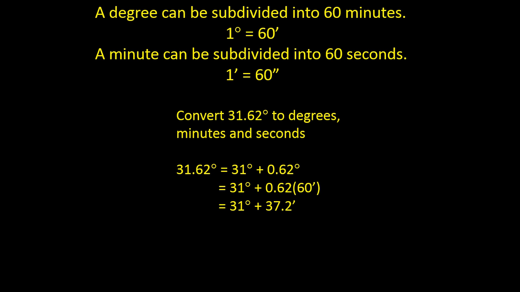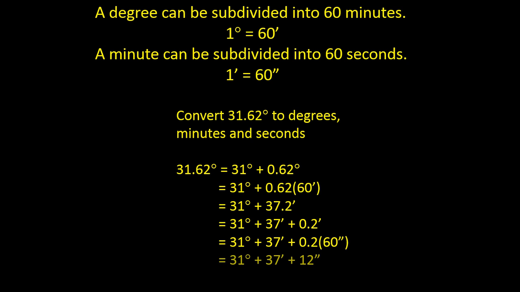Now we still have a decimal fraction of minutes, but that's all right. We'll break that up into 37 minutes plus 2/10 of a minute. And now the 2/10 of a minute we can rewrite by remembering that there are 60 seconds in a minute. So 2/10 of a minute is the same thing as 2/10 of 60 seconds. And 2/10 of 60 seconds is 12 seconds. So in terms of degrees, minutes, and seconds, 31.62 degrees is the same thing as 31 degrees, 37 minutes, and 12 seconds.